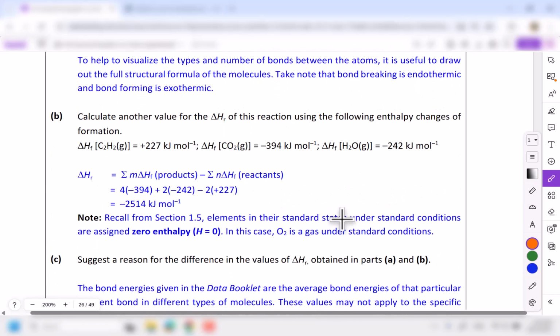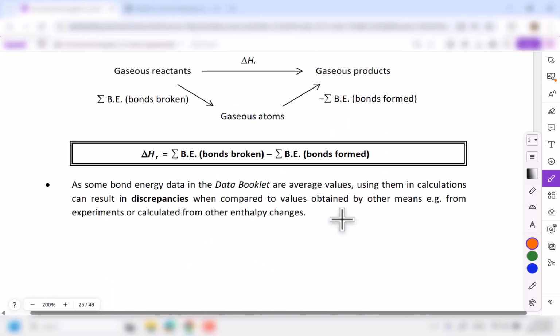They ask you to calculate another value for the enthalpy change of reaction for this reaction, using the following enthalpy changes. You're given the formation of acetylene, the formation of CO2, and the formation of water. So it's the same thing. You're operating using the formulas shown to you in the earlier parts. I think it's over here.